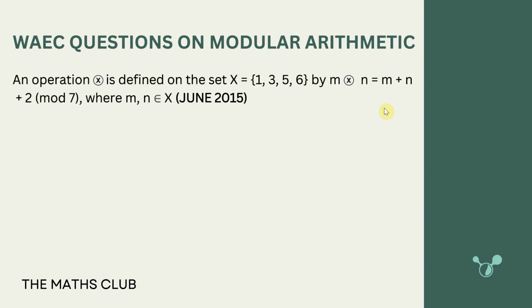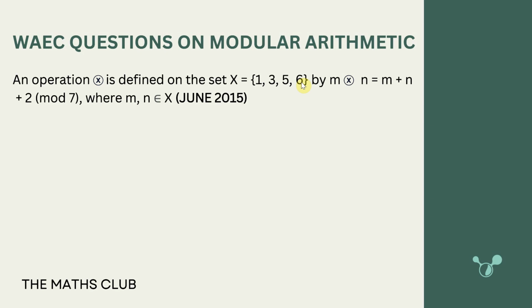The next question is saying that an operation star is defined on the set X, and set X contains 1, 3, 5, 6. The definition of the operation is m star n is equal to m plus n plus 2 in mod 7. They're telling us that m and n are always members of X. That means whatever values of m and n we need are going to be within 1, 3, 5, 6.